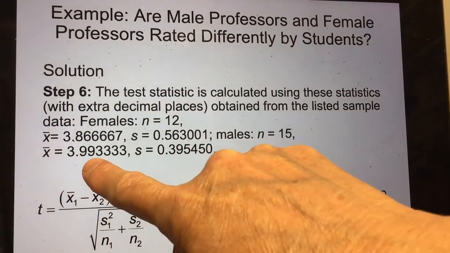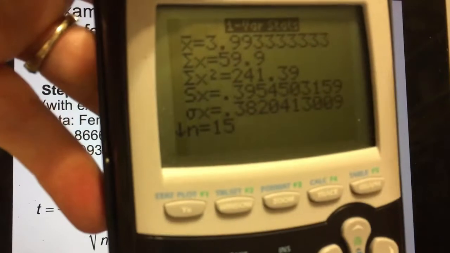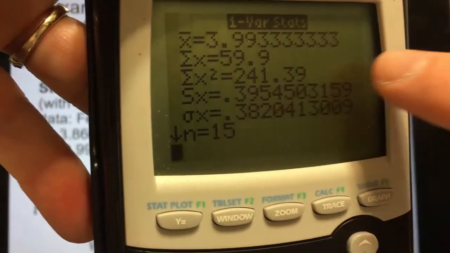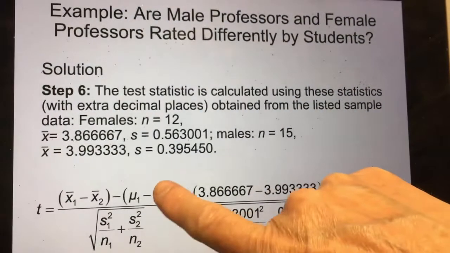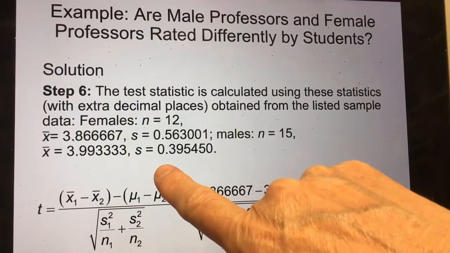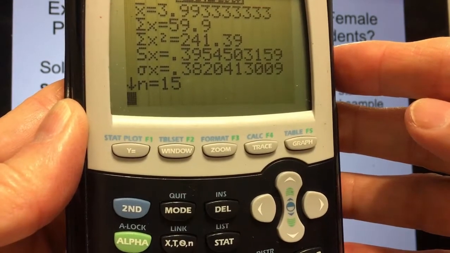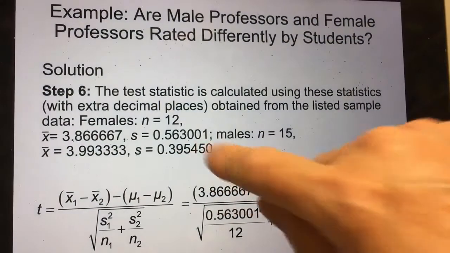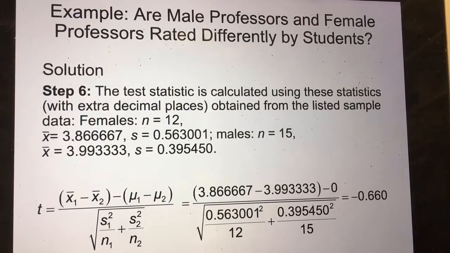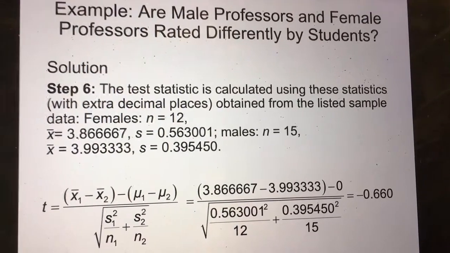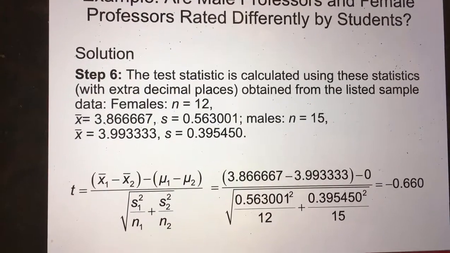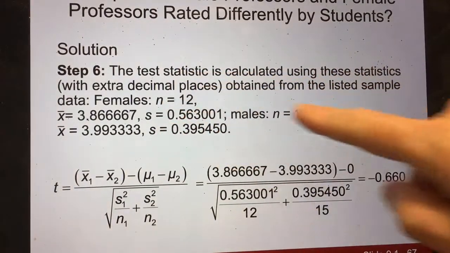So 3.993333. Okay, and then this one has a standard deviation of 0.3954, and this one has a standard deviation of 0.39545, which is exactly the same thing as that. So that's what you can do if you're ever given data and you're not given these values right here.